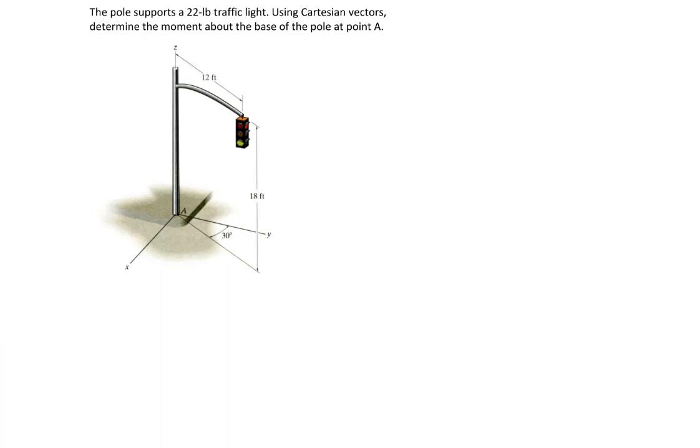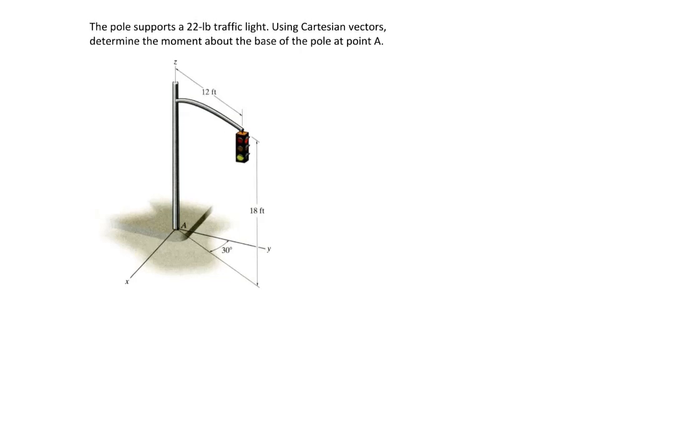Let's find the moment about A of this 3-dimensional situation. We have a traffic light on a pole, and it's stuck out horizontally from the pole at 12 feet. We want to find the moment about the point of rotation, and point A is where it's supported. That's a good point to find the moment about, and in fact our problem asks us to find the moment about point A. So we have to define our vectors and the force vectors.